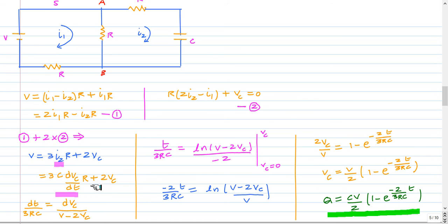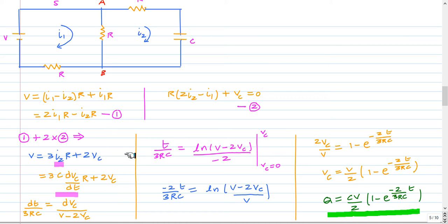So this is a first order differential equation, and the variables are Vc and t. So this can be rewritten like this: time on one side and Vc on the other side. So this we can integrate from initial time t equal to 0 to some time t equal to t. Initially Vc is 0, and at time t let the voltage be Vc.